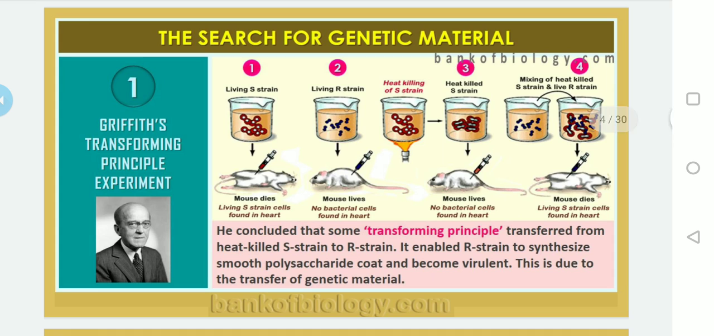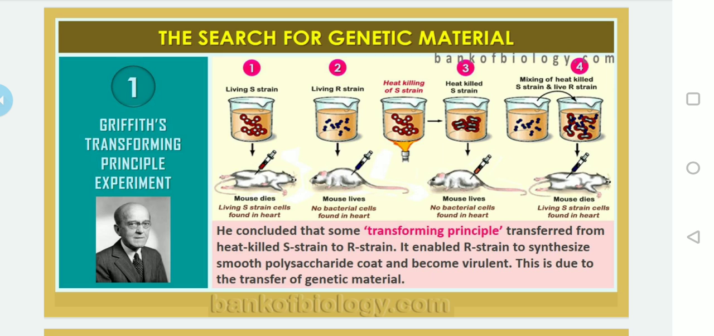See, as I said, on the basis of these four experiments, he recovered live S strain bacteria from the dead mice. What did he recover? He recovered live smooth strain bacteria from the dead mice. And the rough strain bacteria had shown that genetic material had been transformed by the heat-killed S strain.